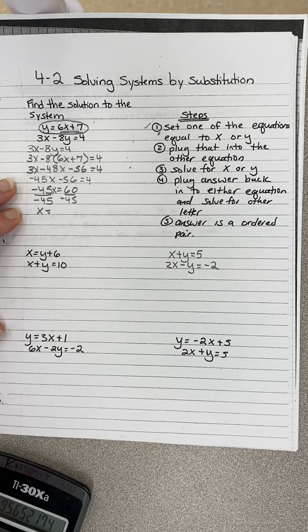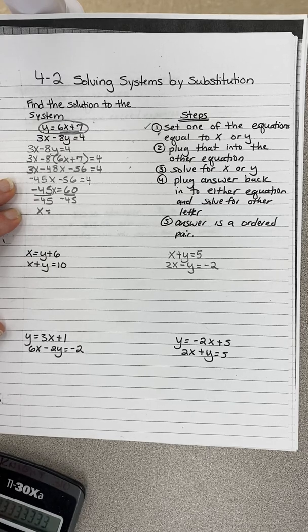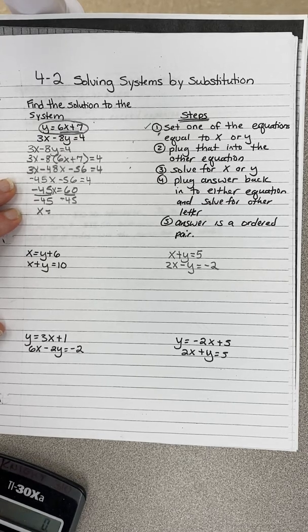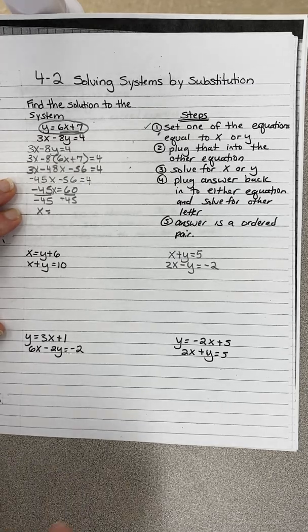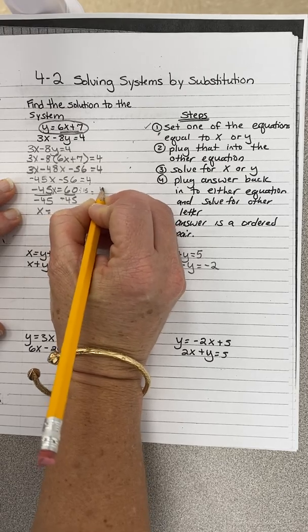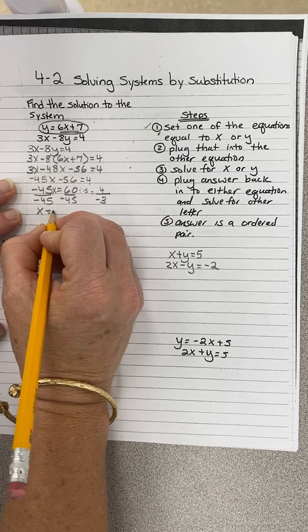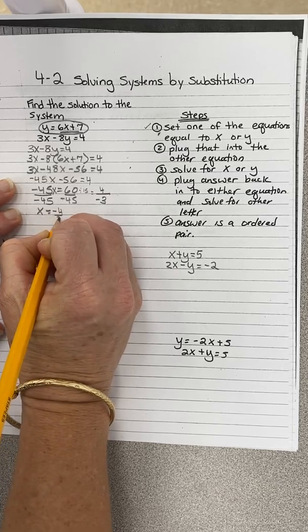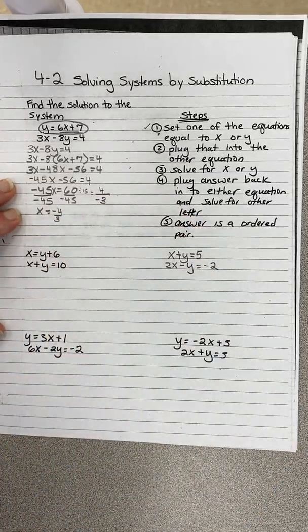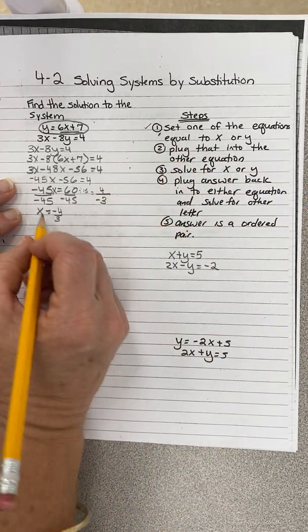We can see what number goes into 60 and 45. I know that 15 goes into both of them. So if I divide this by 15, I get 4. And if I divide this by 15, I get 3. So x equals negative 4/3. Now remember, it doesn't matter if the negative's on the top, in front, or the bottom. They all mean the same thing.